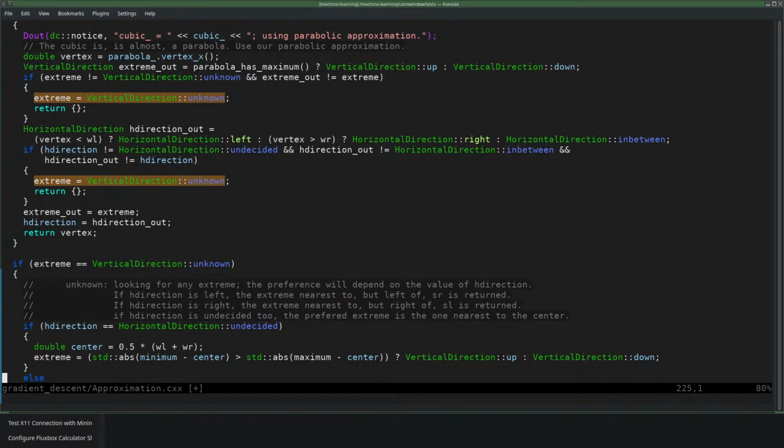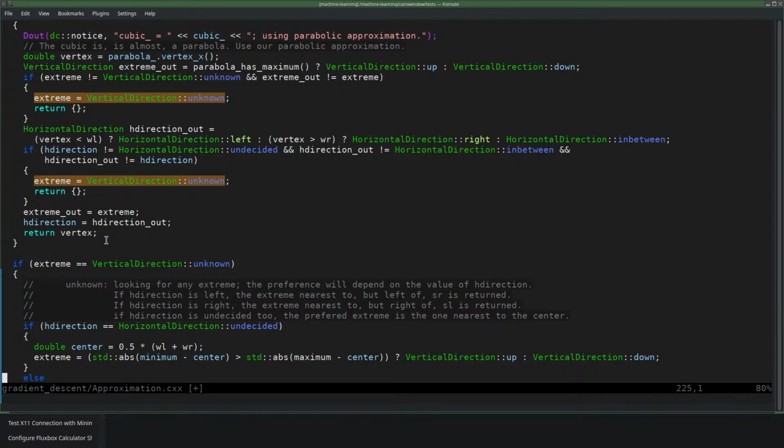And I probably... okay, wait a minute. Maybe I should set H direction as well. Okay, anyway, then we set H direction out to left, right, otherwise in between. And if the requested H direction is not undecided, and the output is not in between, and they differ, then reject it as well, otherwise return it.